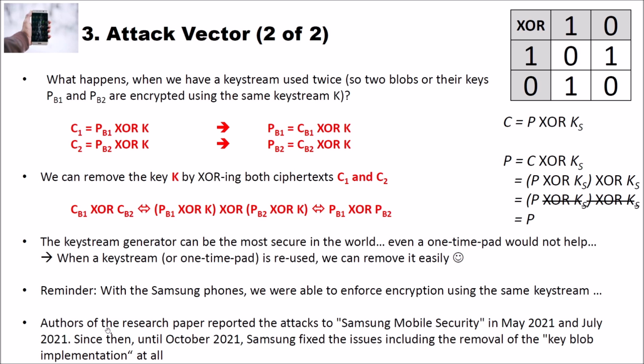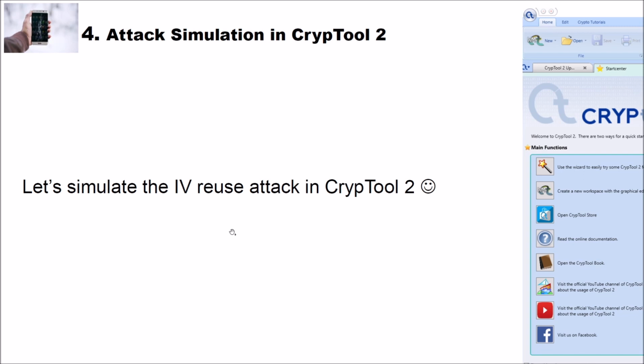And then, by October 2021, Samsung fixed the issues, including the removal of the key blob implementation altogether. Now that we know how the attack basically works, let's simulate the IV reuse attack in CrypTool 2. Right now we have no AES-GCM implementation in CrypTool 2, but we can easily simulate the same attack using a stream cipher, because, as I said, the AES-GCM block mode just turns AES into a stream cipher.